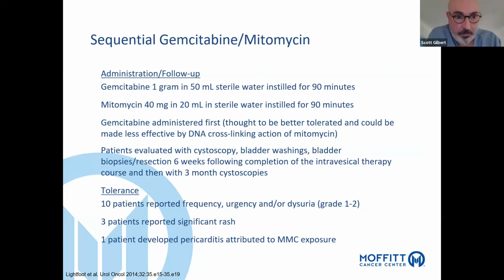Okay, so in terms of tolerance, 10 patients out of the 47 had urgency, frequency, dysuria. 3 patients had a rash, which was believed to be related to the mitomycin, and there was actually 1 patient with pericarditis that was thought to be related to the mitomycin exposure as well.